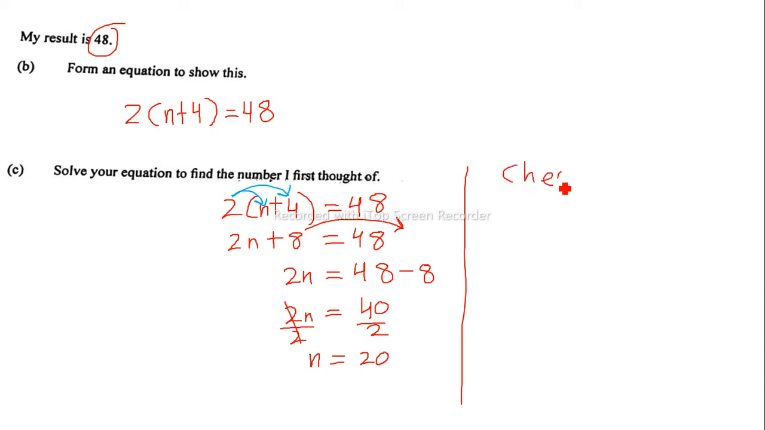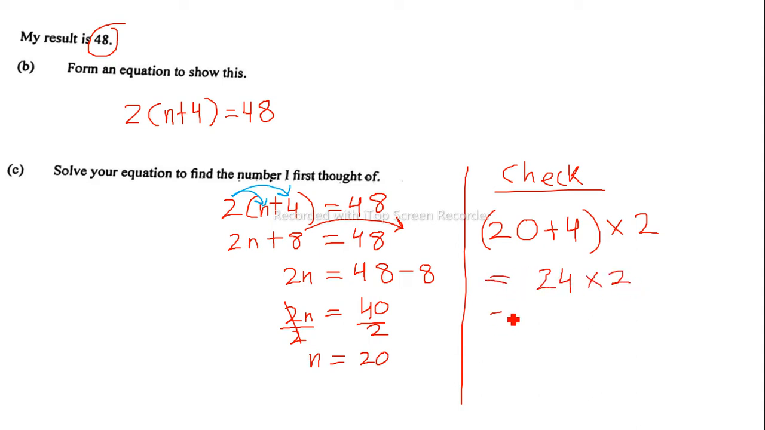And so the number that I thought about, I could easily check this too. So I think of a number. What's the number I'm thinking about? 20. I add 4 to it. Then I multiply their sum by what? 2. What is 20 plus 4? 24. What is 24 times 2? 48. So are we right?